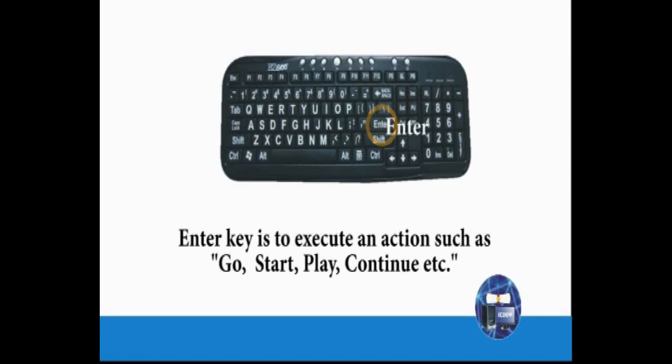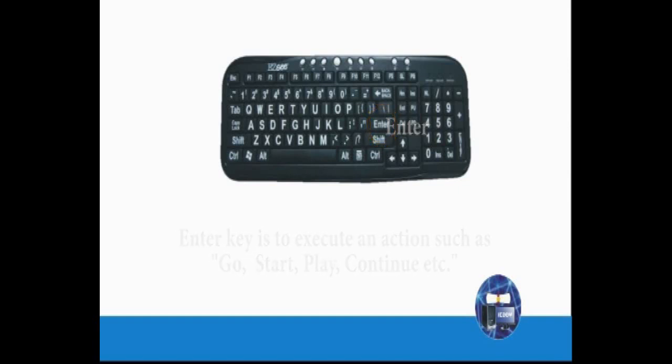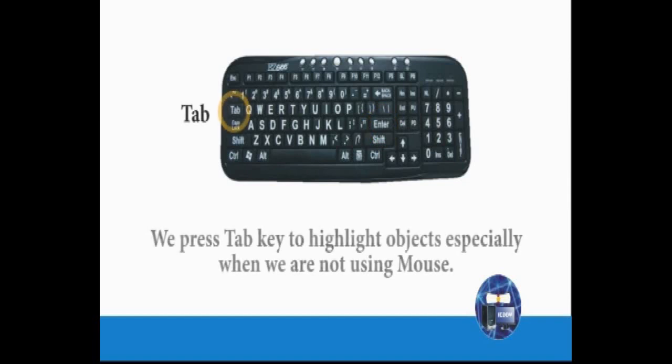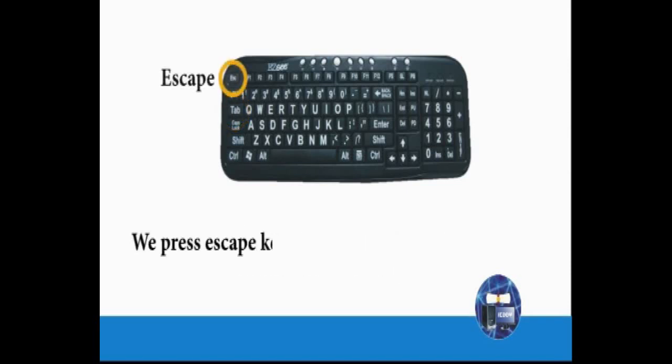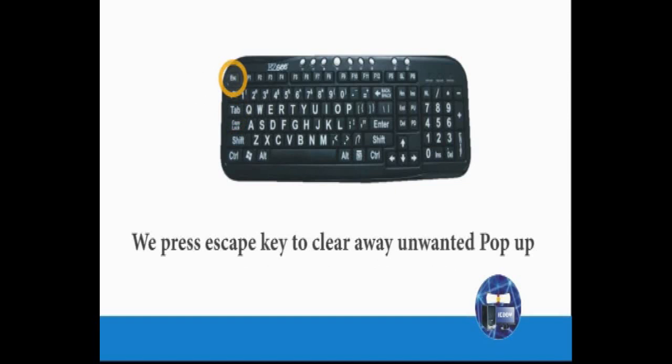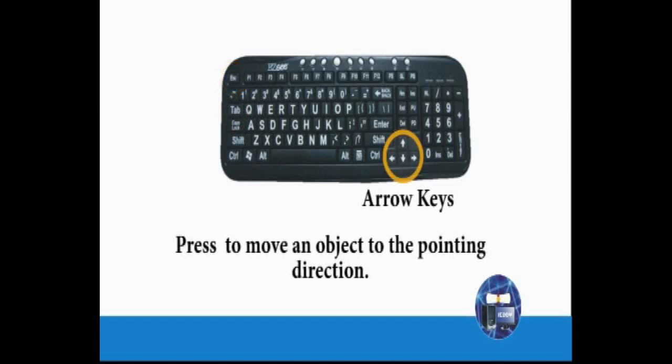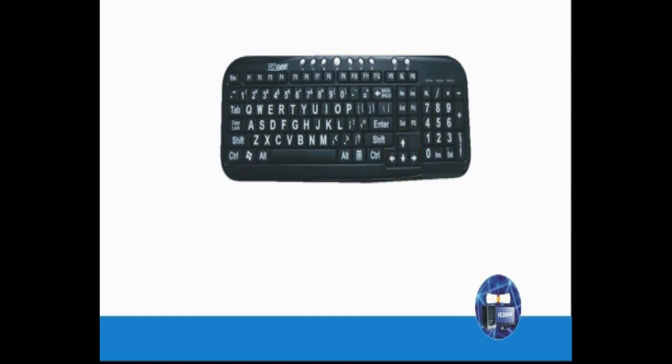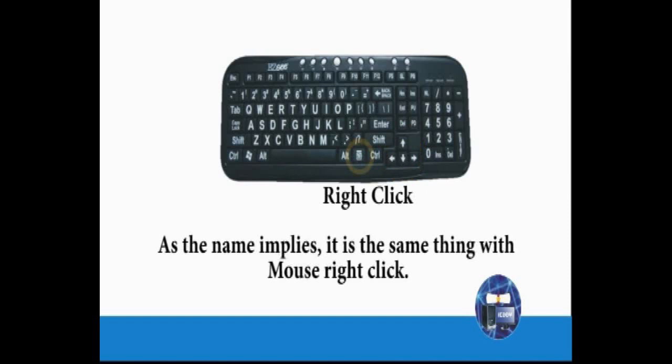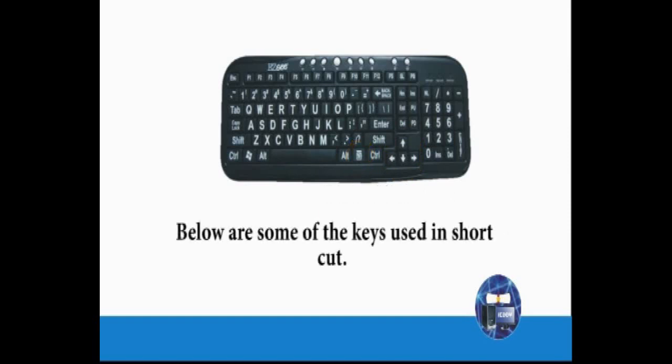Enter key is to execute an action such as go, start, play, continue, move to the next line, etc. We press the tab key to highlight objects, especially when we're not using the mouse. We press the escape key to clear away unwanted pop-ups. Arrow keys are pressed to move an object or page to the pointing directions. Right-click, as the name implies, is the same thing as the mouse right-click. Below are some of the keys used in shortcuts.